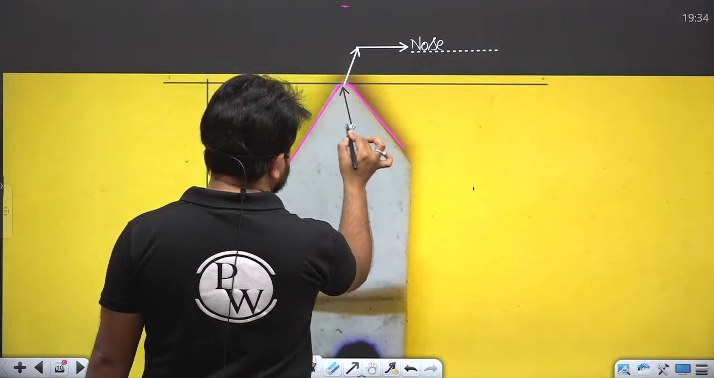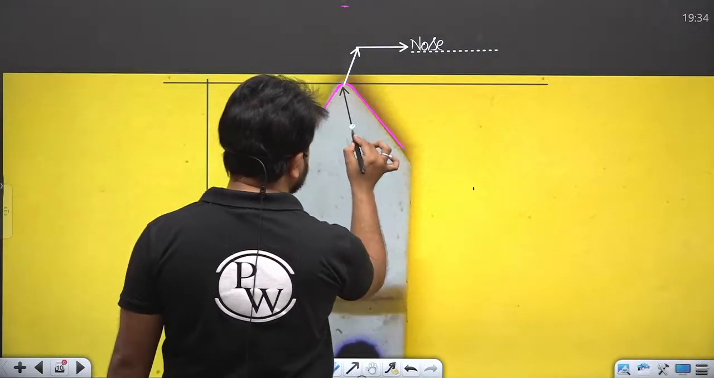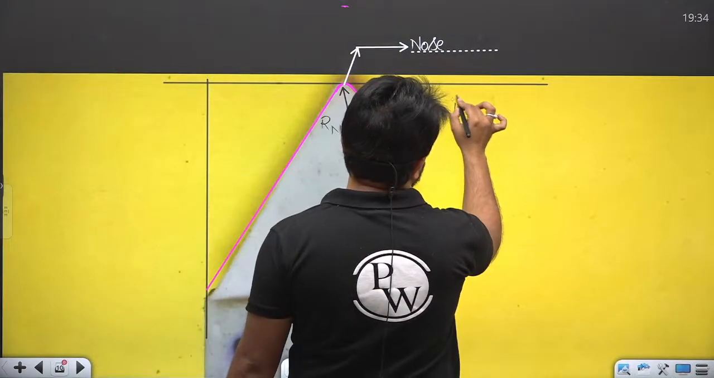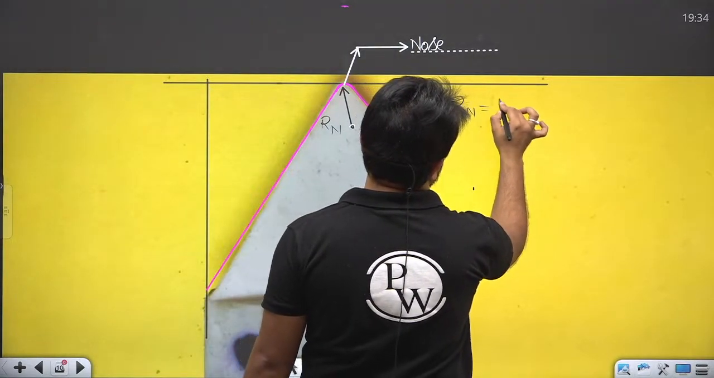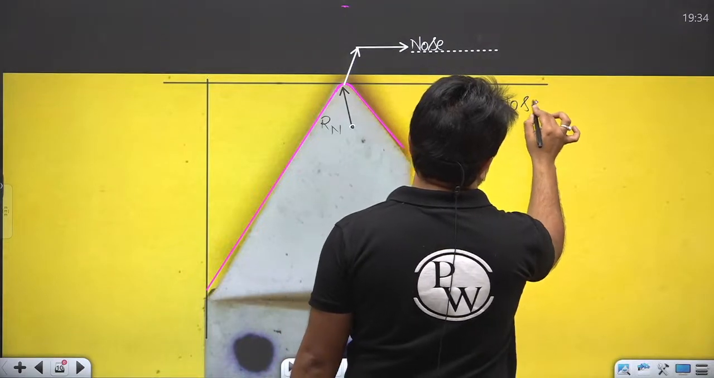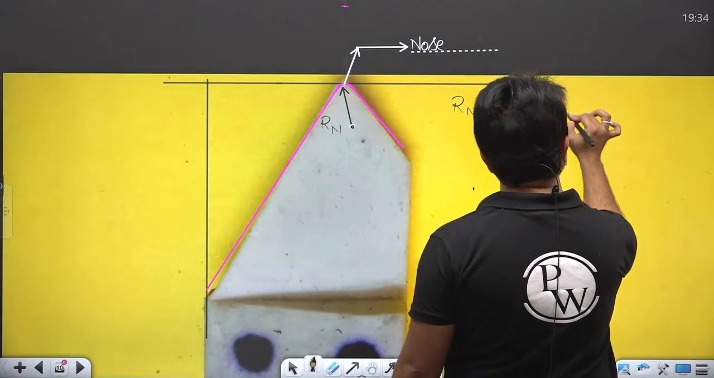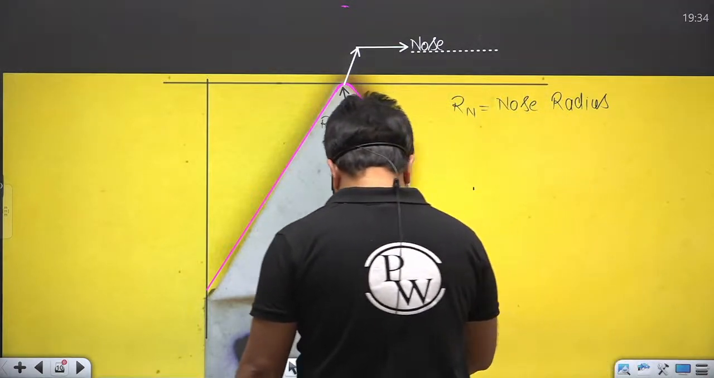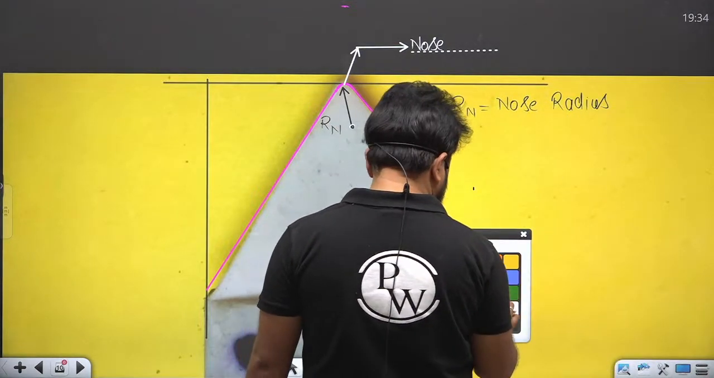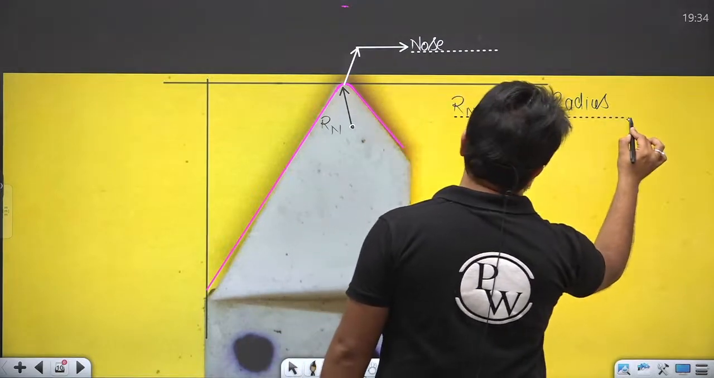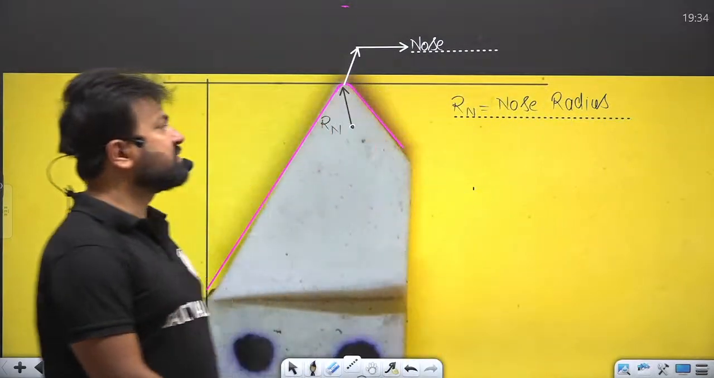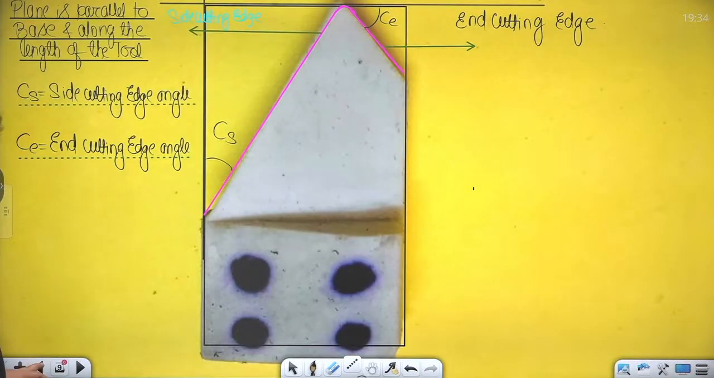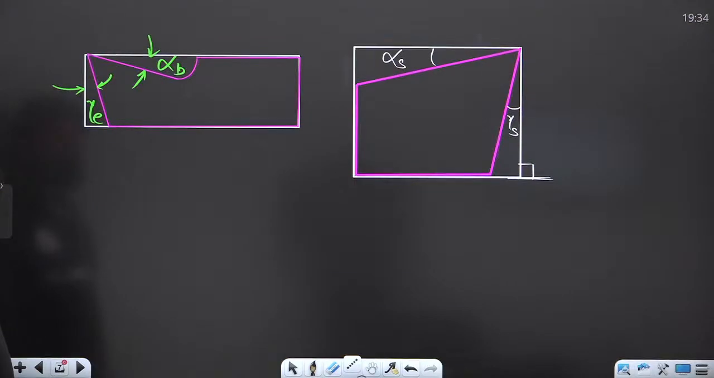This curvature is basically Rn, and Rn is the nose radius. I hope this thing is crystal clear. Rn is the nose. I hope the nose radius is clear. The angles are clear.